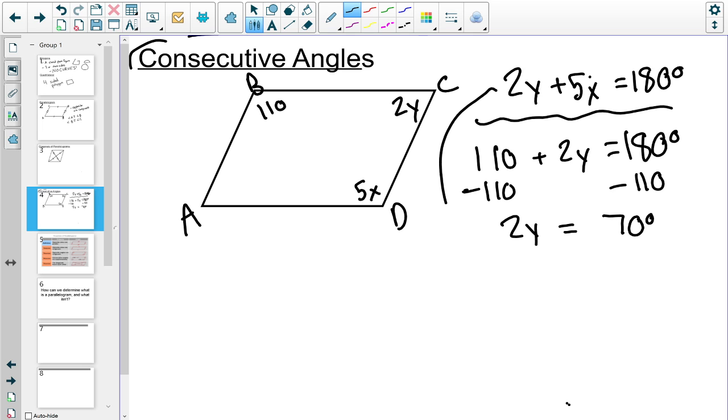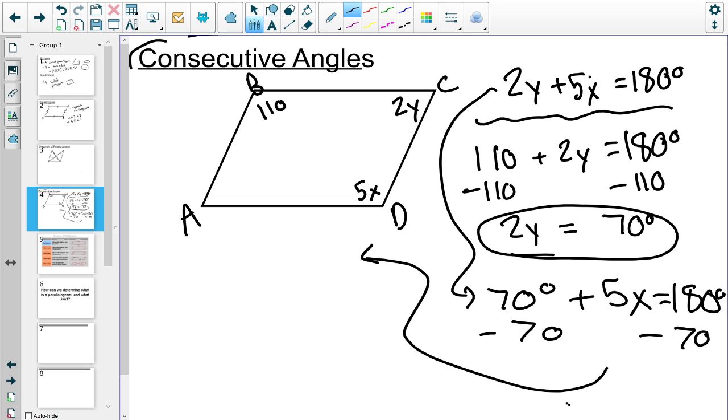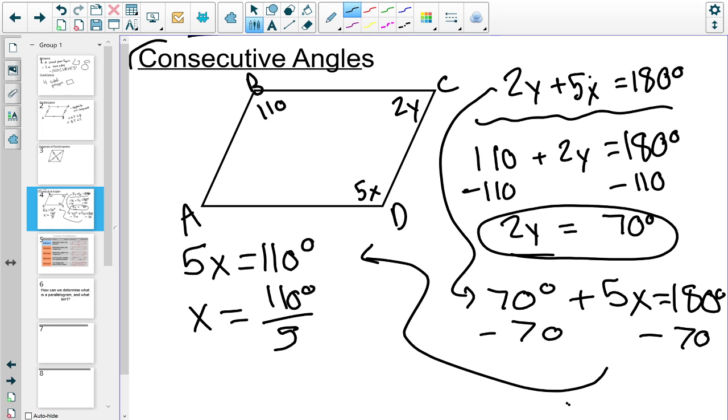And then we can bring back what we set up here. The 2y plus 5x equals 180 because now we know that 2y is equal to 70 degrees, as we see right here. 2y equals 70 degrees. So 70 degrees plus 5x equals 180. And then you can subtract your 70 from both sides. And from there you can say 5x equals 110 degrees, or x equals 110 degrees divided by 5, which in this case makes sense because guess what else you know?